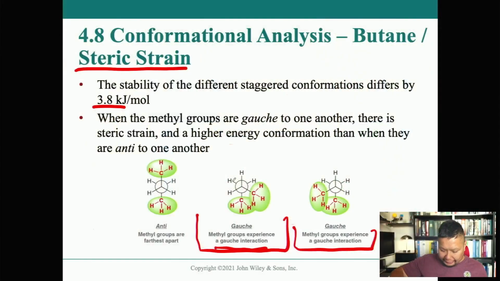Gauche positions, right? And then we have the anti-position. The anti-position is what you saw when we first started all this, when it was at its most stable, with a 180 degree dihedral angle, like that. And the methyls are opposite of each other, still rotating around the same sigma bond, but they're opposite each other, and that would be anti. Okay.